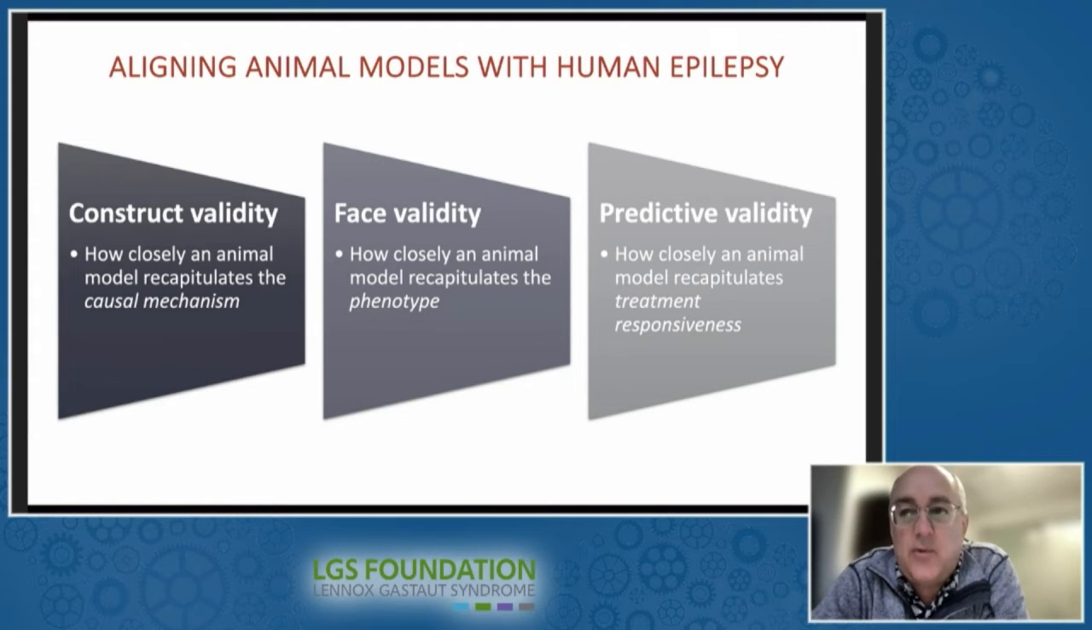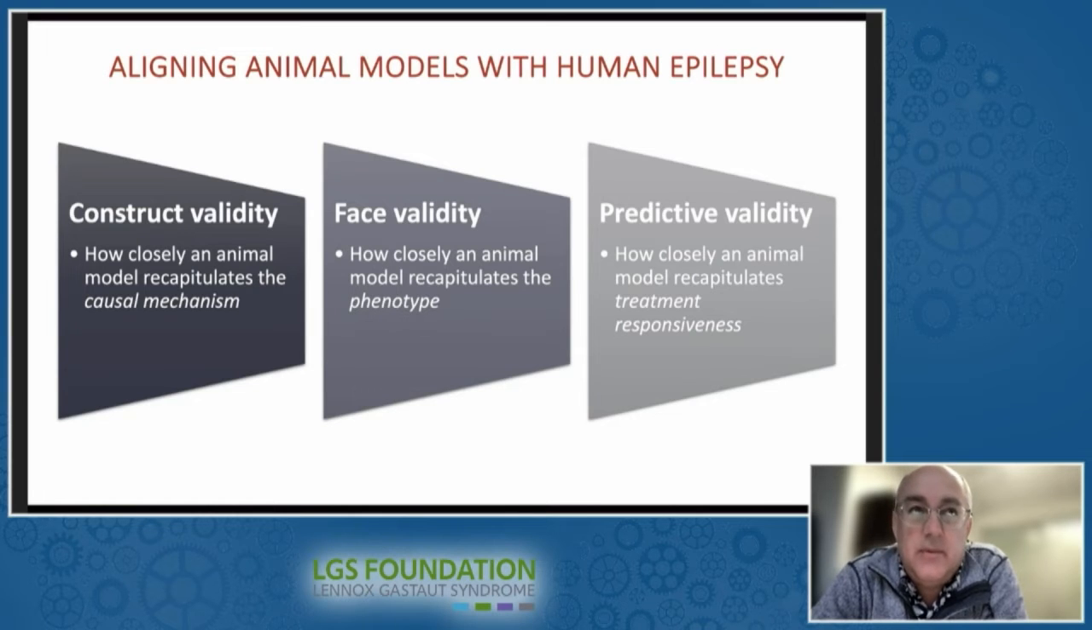The second is some form of face validity, namely how closely does that animal model recapitulate the actual phenotype. So if we're modeling a specific type of epilepsy where spontaneous seizures occur, and these are electrographic, we want our model to have electrographic seizures because that's what we're modeling, and that's the face validity the model should have. And the third part, which we found in recent years is critical for moving things from preclinical models to the clinic, is the predictive validity of that model.